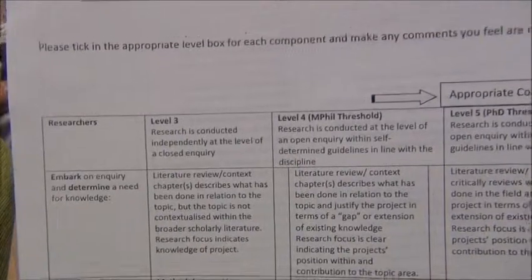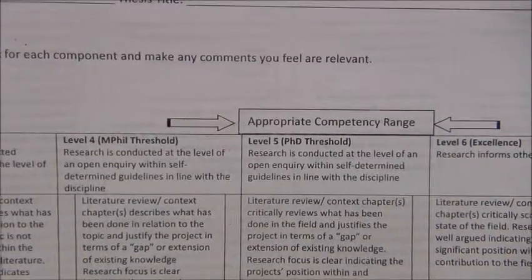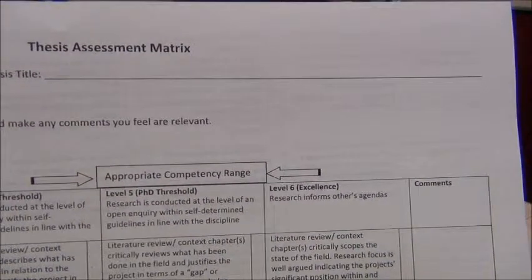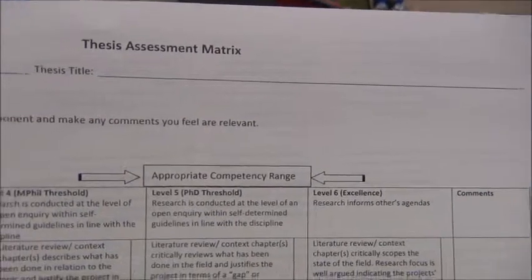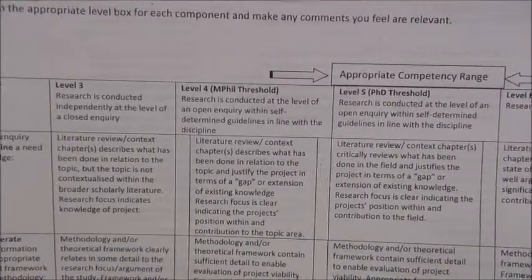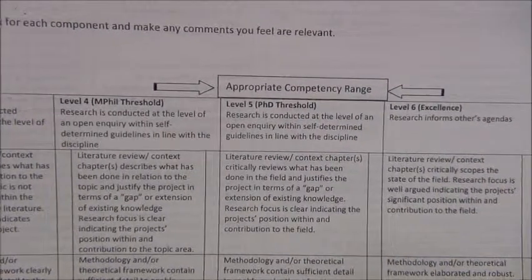So you can see across the top is the level. And you can see level 3, which is almost a fail for a thesis, is research is conducted independently at the level of a closed inquiry. So there's nothing wrong with that, but at a master's or a PhD level, you should be higher than that. Whereas level 4 is the MPhil or the honours threshold. You should get to that stage as an MPhil or an honours. Research is conducted at the level of an open inquiry within self-determined guidelines in line with the discipline. At a PhD, you should have an open inquiry within self-determined guidelines in line with the discipline. And at the excellence level, you are informing other people's agendas.